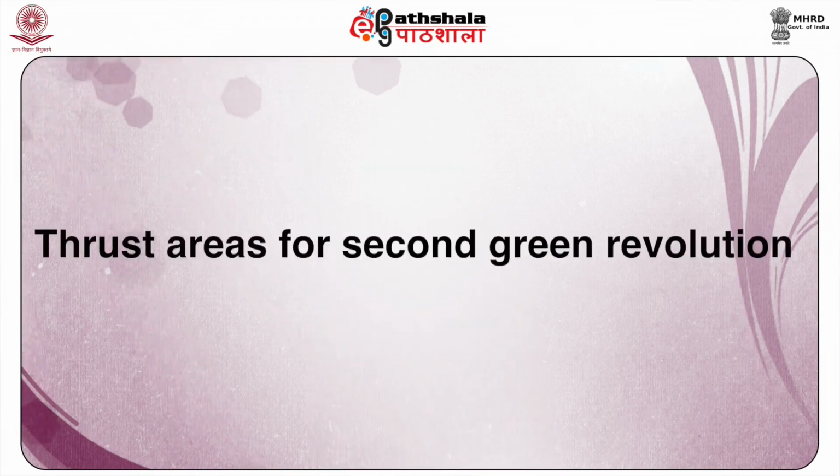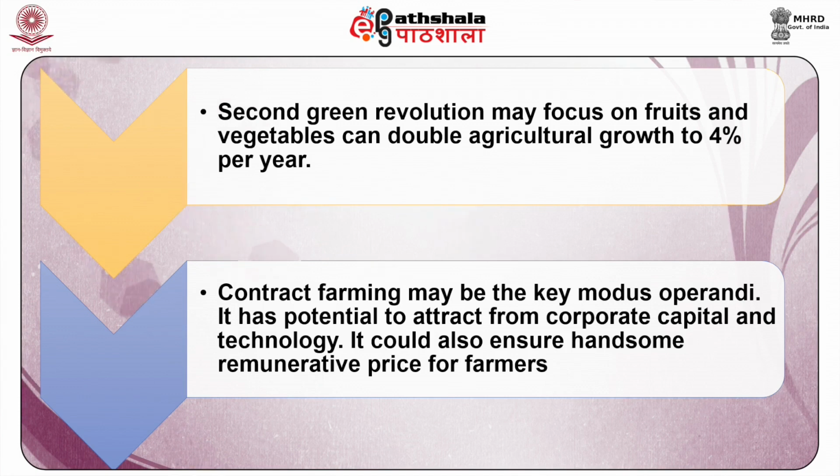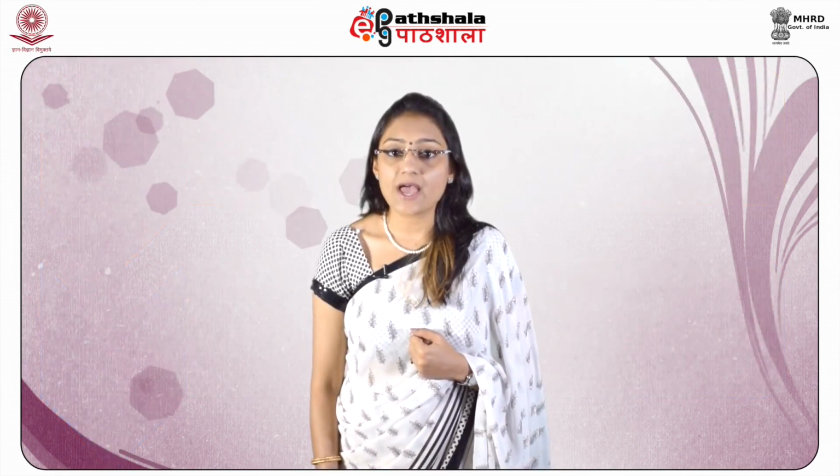Thrust areas for the second green revolution are as follows. A. The second green revolution may focus on fruits and vegetables, which can double agricultural growth to 4% per year. B. Contract farming may be the key modus operandi. It has potential to attract corporate capital and technology. It could also ensure handsome remunerative prices for the laborers and the farmers. Land reforms laws ban corporates from farming, but contract farming is possible. Corporates contract to provide high-tech farm inputs on credit and lift the output at guaranteed prices.